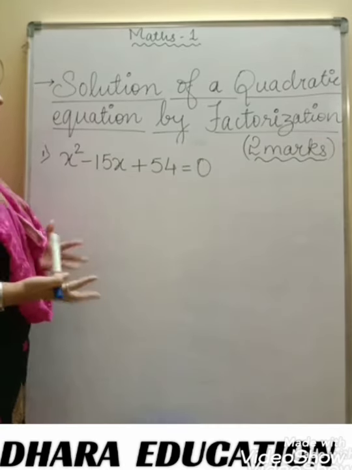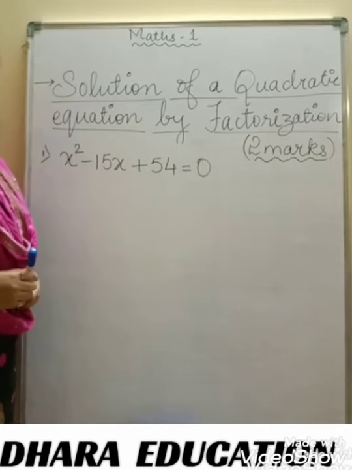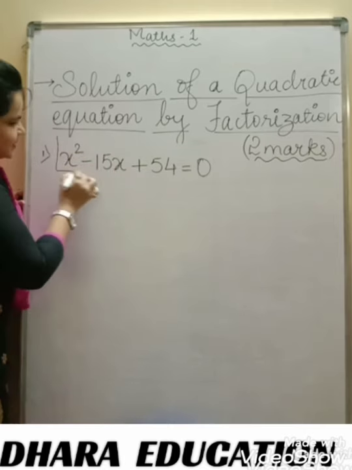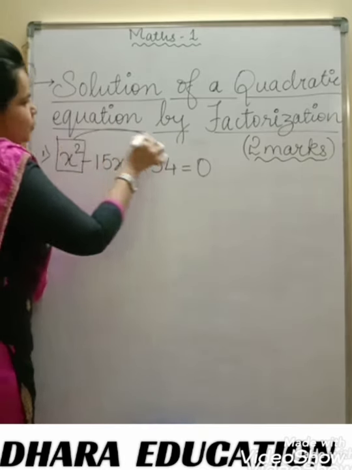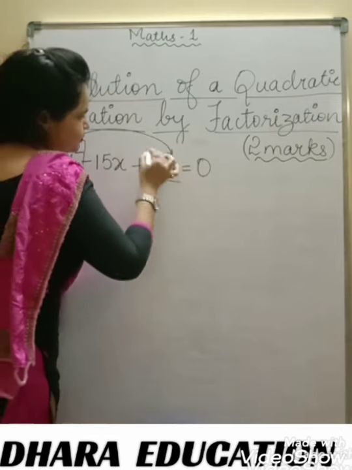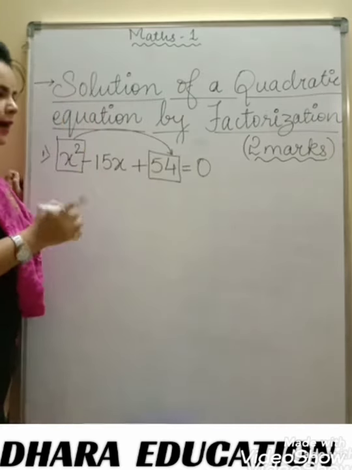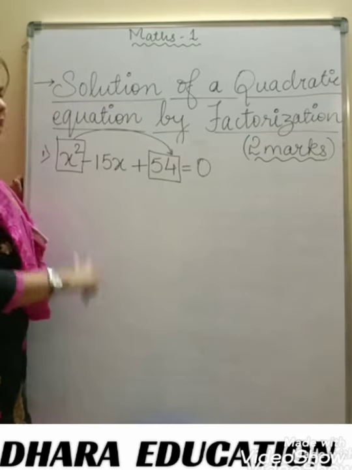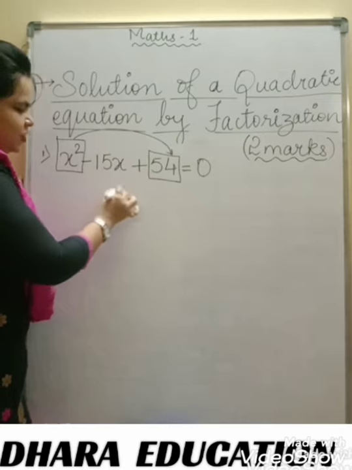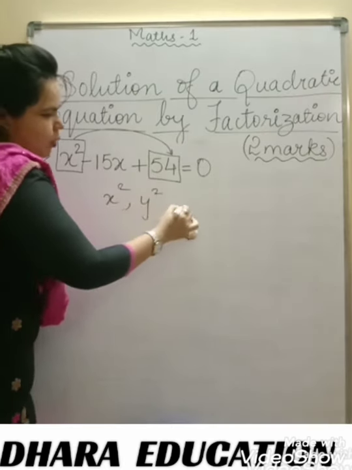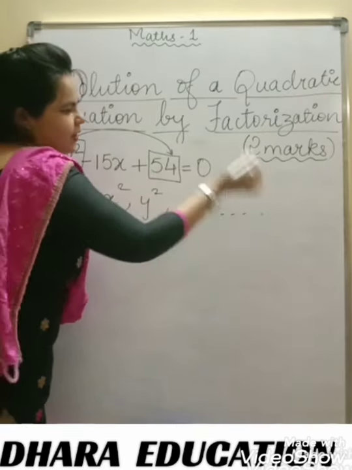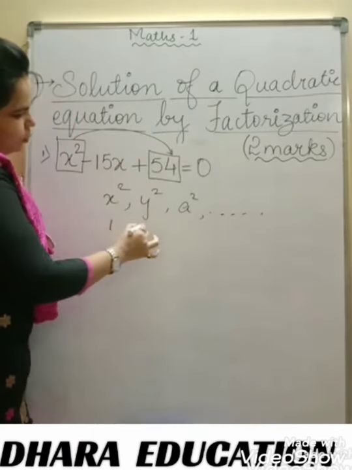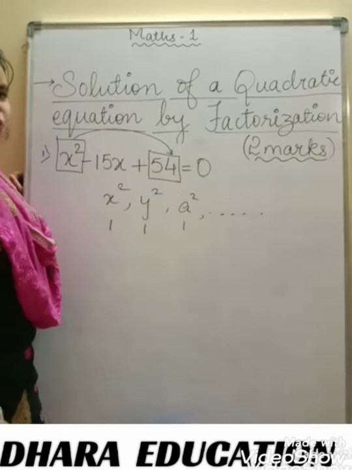So while solving this method in the factorization form, the very first important step is this: with this term, you need to multiply with the last term. Before that, I just want to tell you one more thing. If nothing is there and only the variable is there, that is x square or y square or a square, whatever variable is being used in the question, it means the value of each and every one is 1.